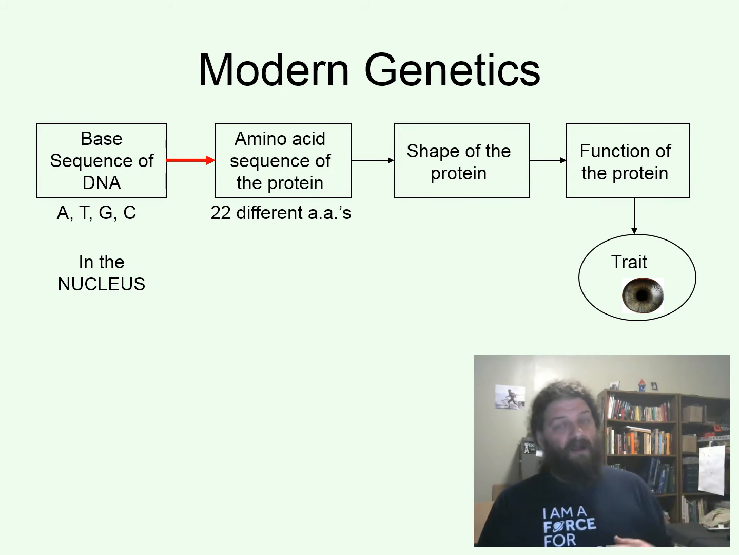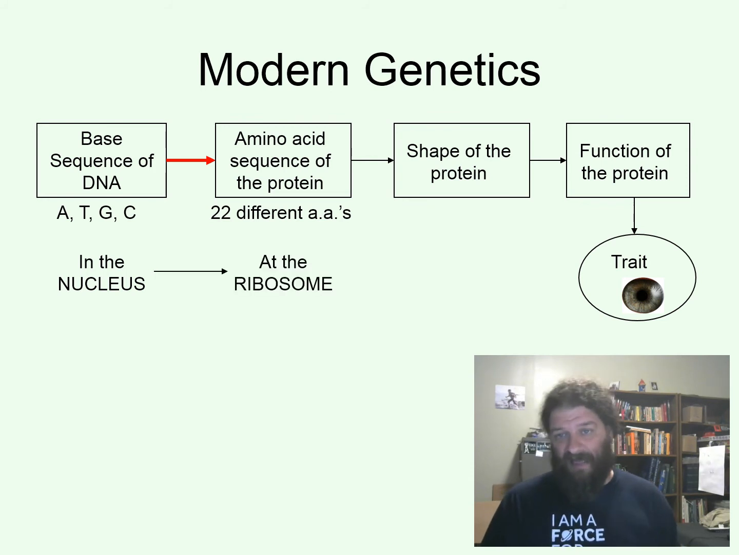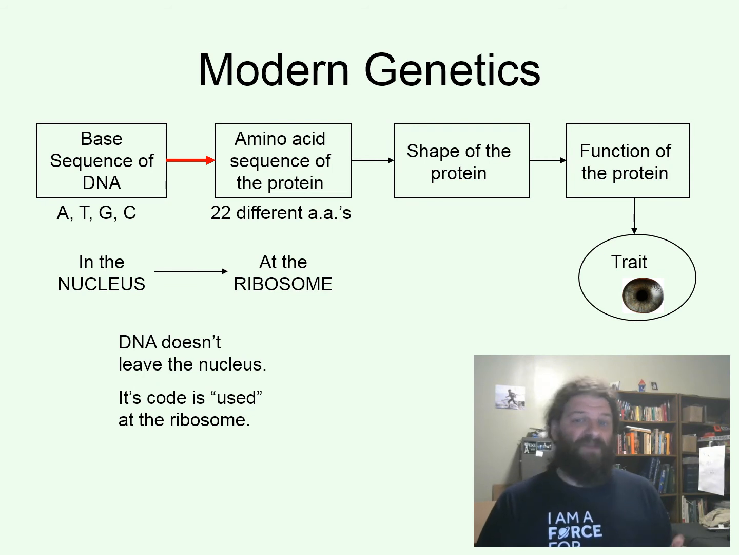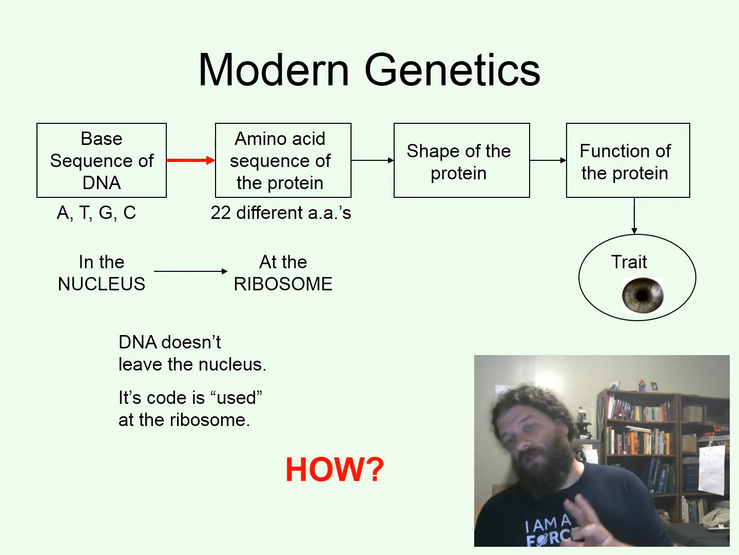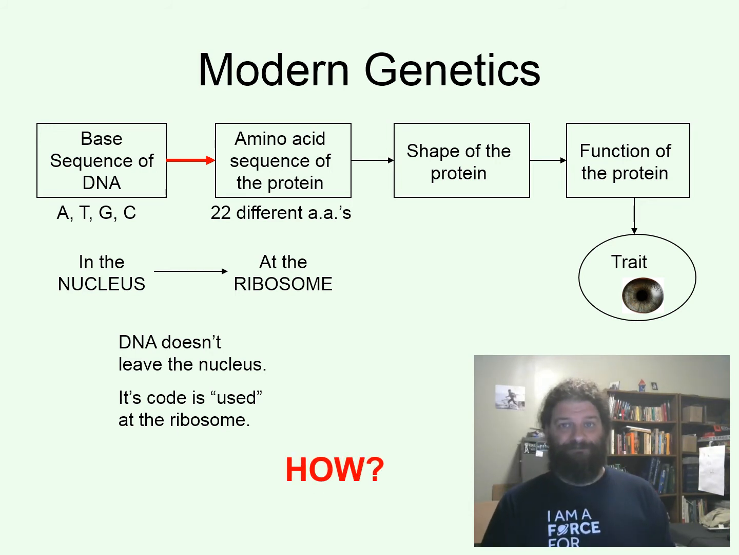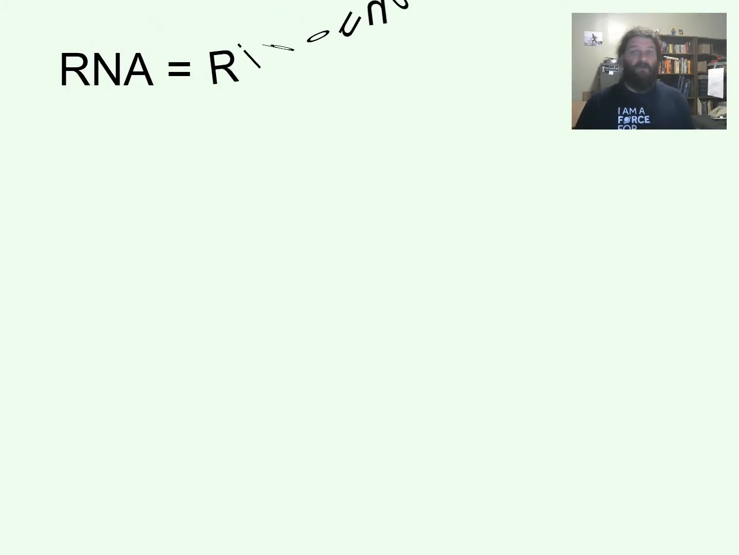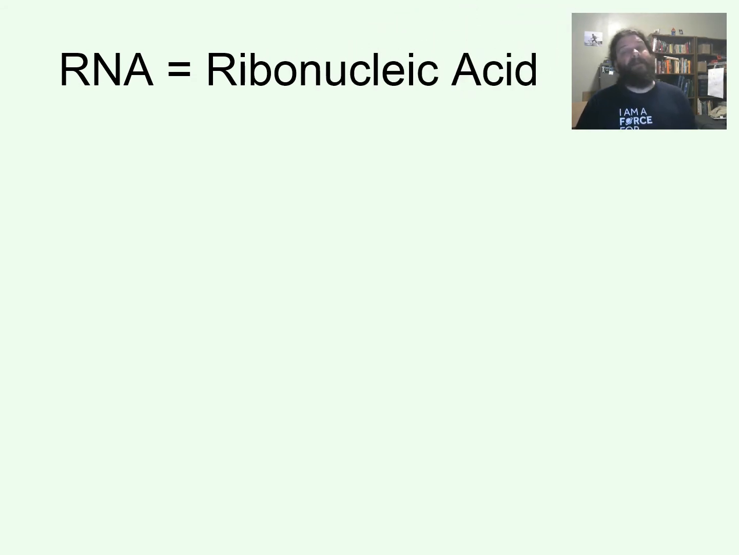The places where the sequence of bases is converted or translated into a sequence of amino acids is out in the dangerous cytoplasm at structures called ribosomes. All right, so the problem is, if the DNA doesn't leave the nucleus, how does the code get used at the ribosome? Well, we have to make a copy.